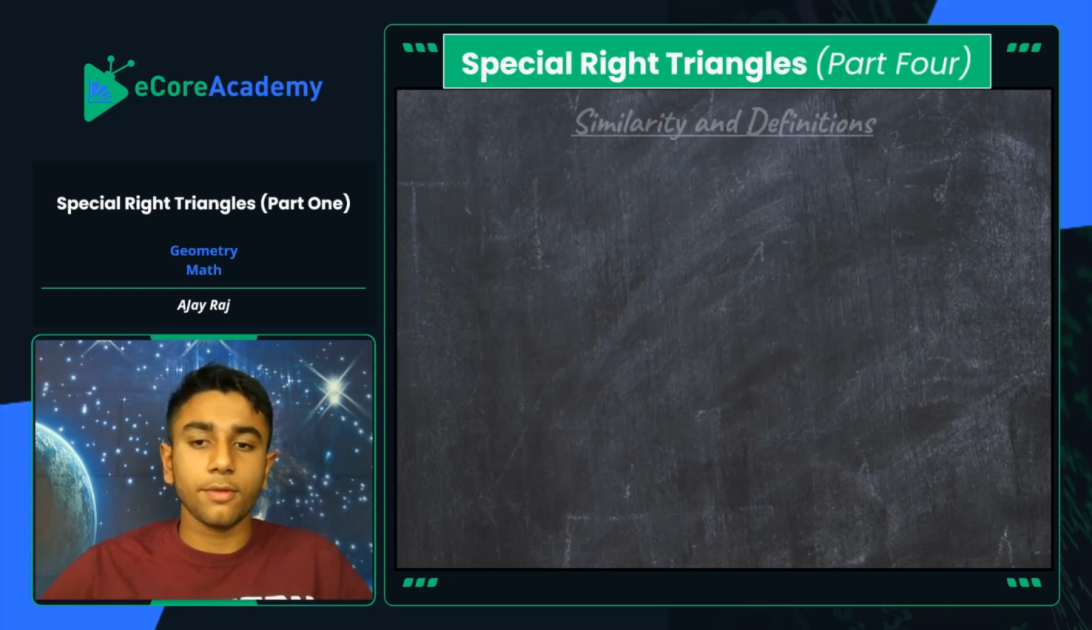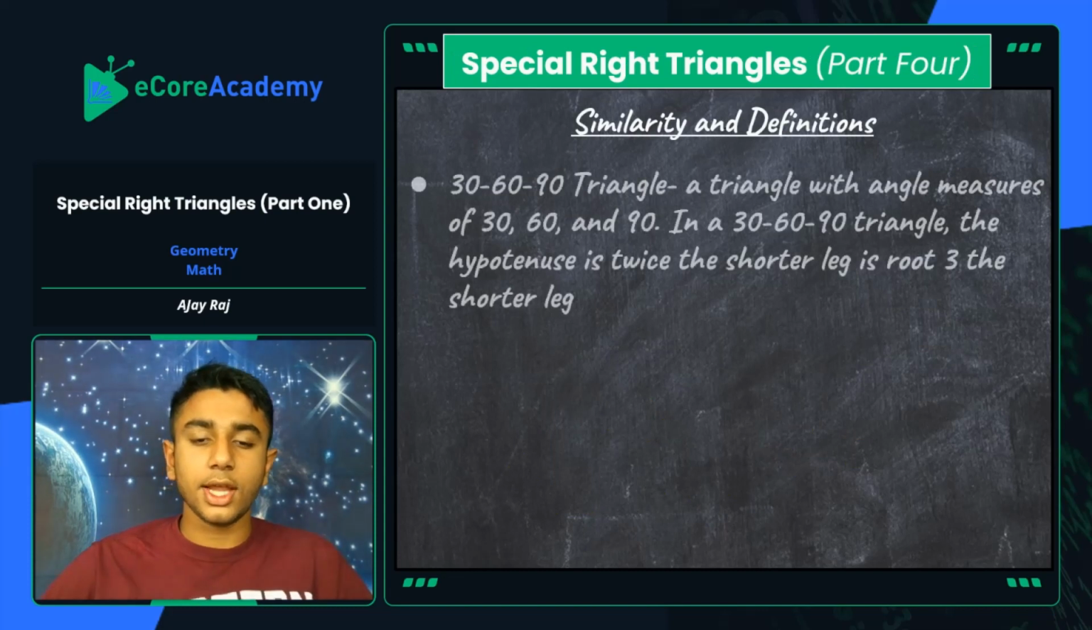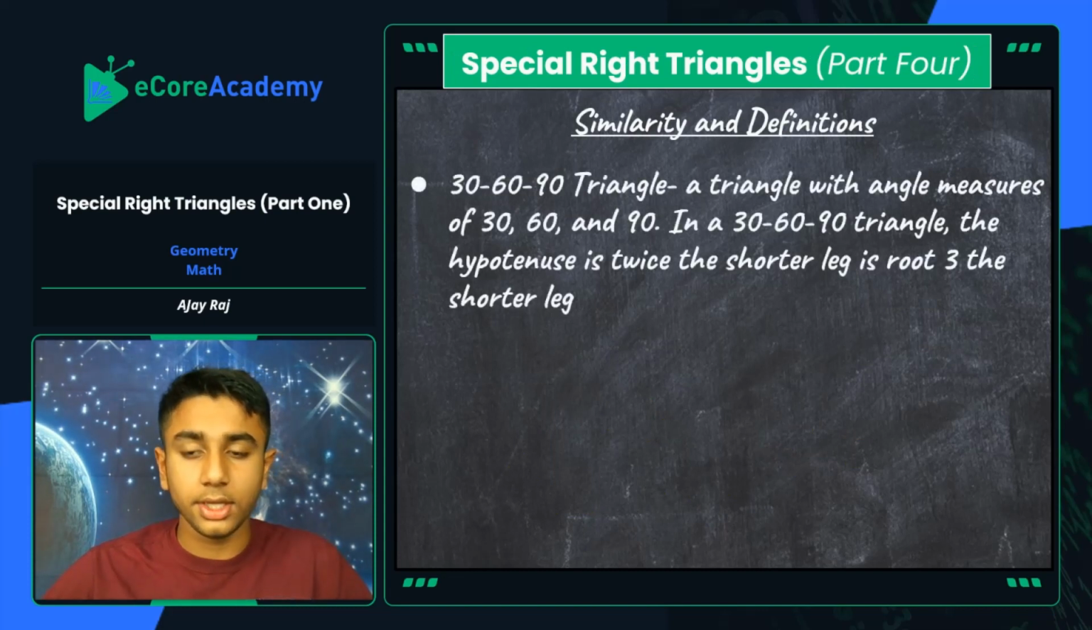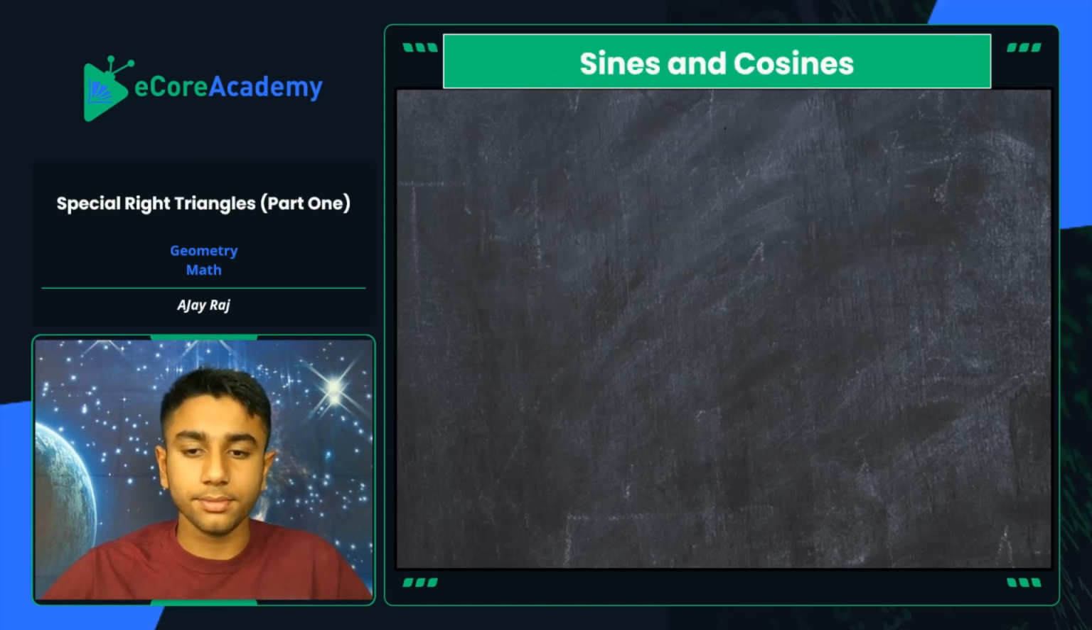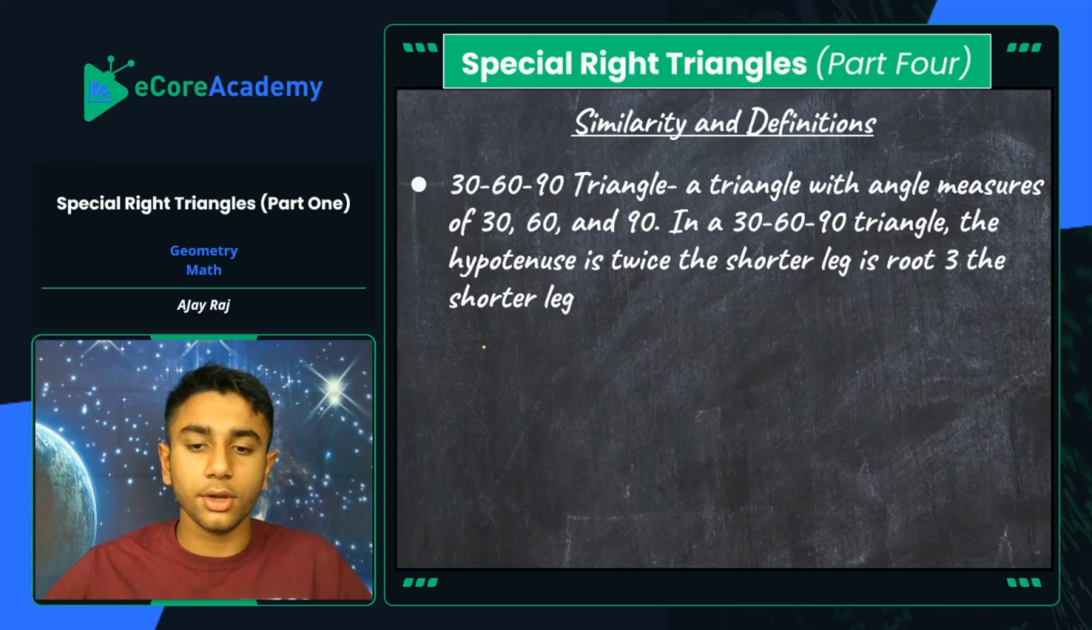Special right triangles, part 4. Let's look at similarity and definitions and the 30-60-90 triangle. A 30-60-90 triangle is a triangle with angle measures of 30, 60, and 90. And in a 30-60-90 triangle, the hypotenuse is twice the shorter leg and the other leg is root 3 times the shorter leg. So if we're going to draw that out here, I'm just going to refer to it in its organic form as a right triangle.